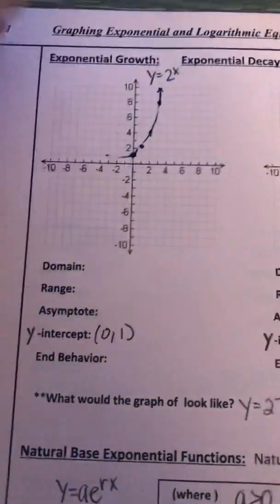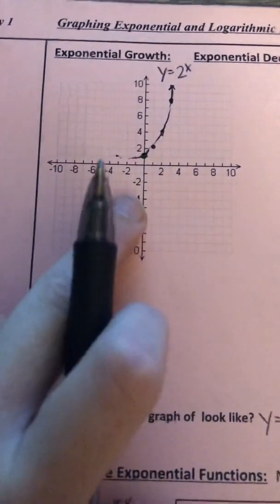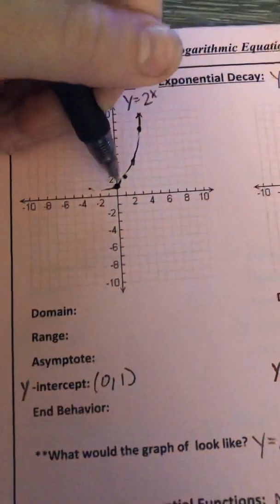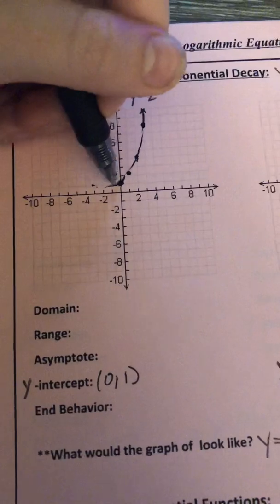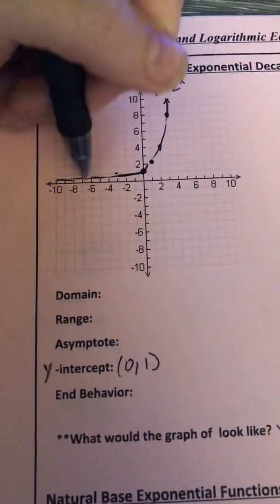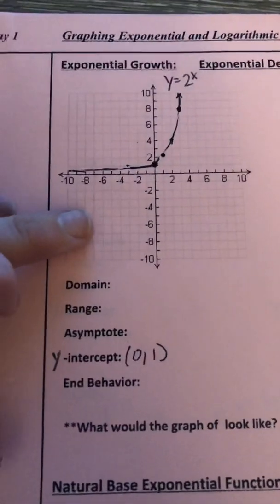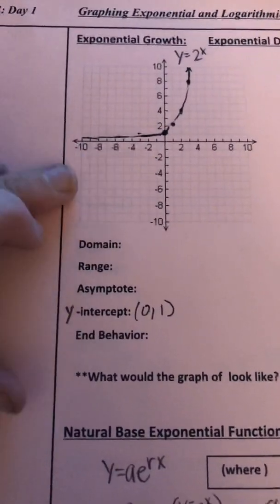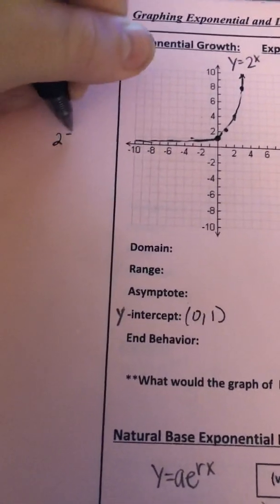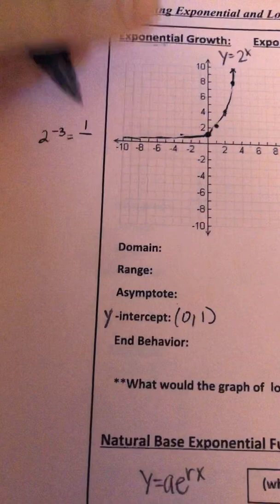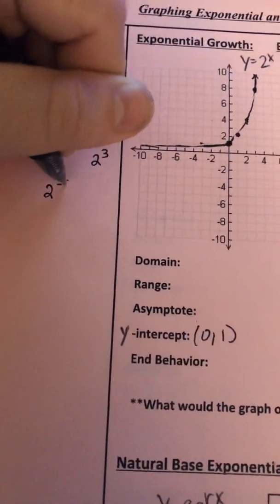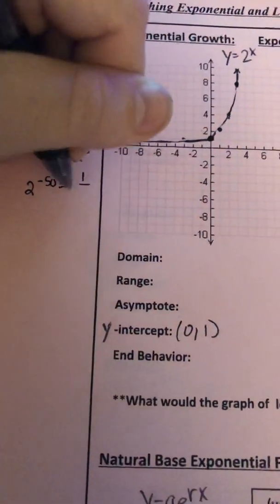All right. Now, if we are looking at the negative side, if it were 2 to the negative 1, that would be 1/2. And if we are having negative x values, they're actually never going to produce negative y values because a negative exponent just becomes a fraction. So if it were 2 to the negative third, this would be 1 over 2 to the third. 2 to the negative 50th even would just be 1 over 2 to the 50th.